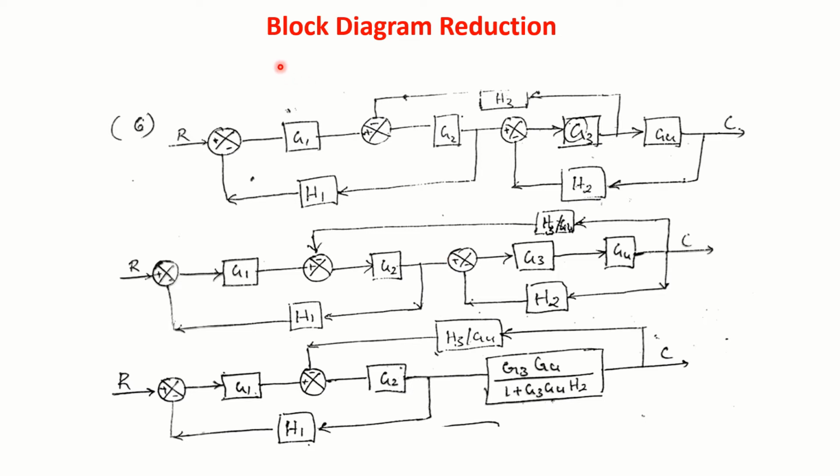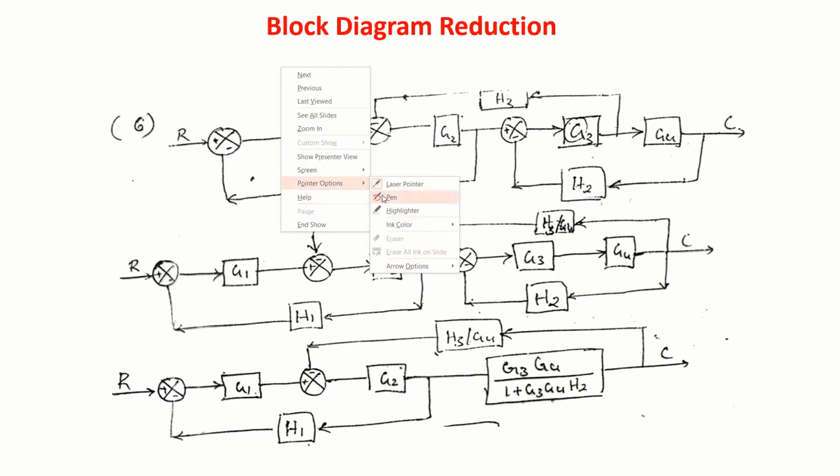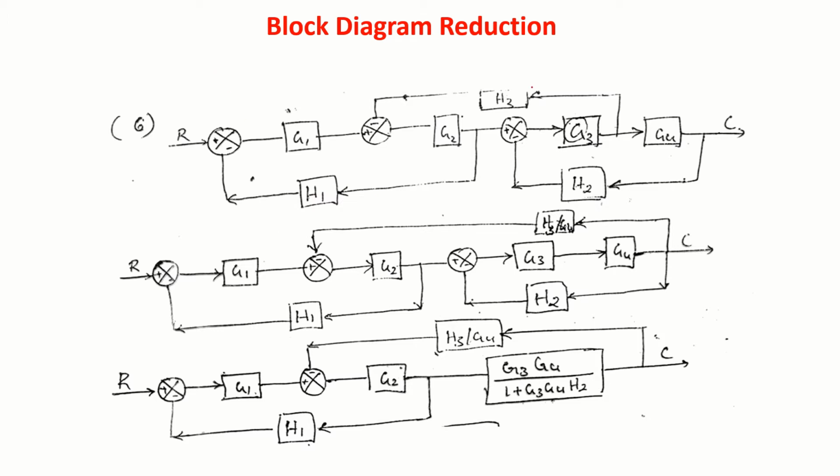So again, let me consider another example here. We have to reduce this block diagram. You study this, it's a very simple example. So the first point is we'll shift this one from here to here, and then you have to divide this H3 by G4. So we'll get this form. Now this is in canonical form. So if I reduce it, I will get G3 G4 divided by 1 plus G3 G4 H2.